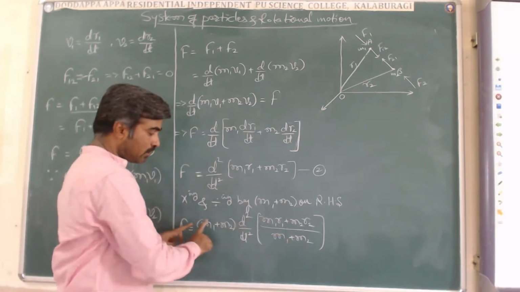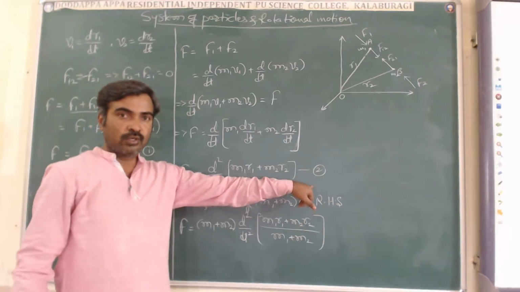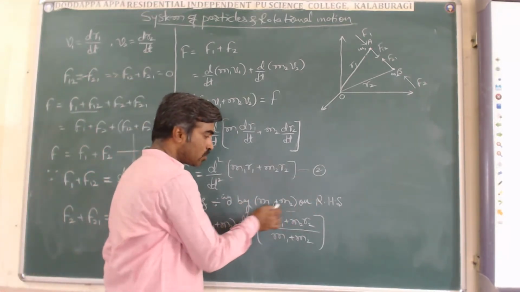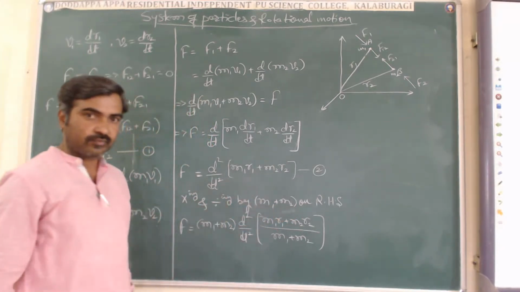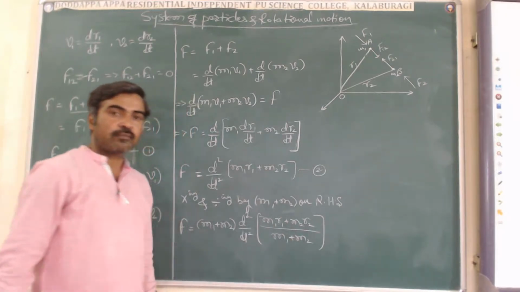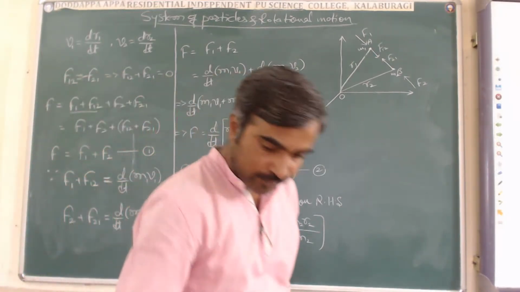These two will get cancelled. Again, the same equation we get. There is no change in equation 2. Only the slight modification we did is that the total mass of the two particles we have considered. So that m1 plus m2 is multiplied and divided by this concept. Okay, so now let us consider this.